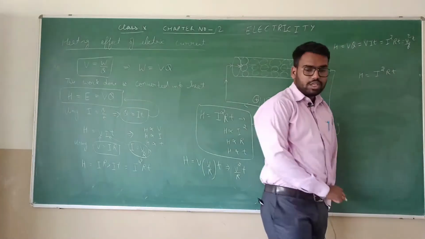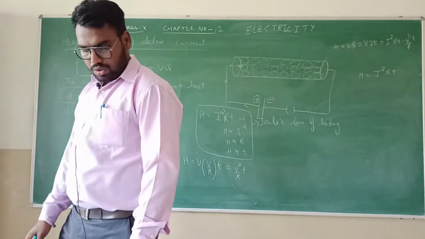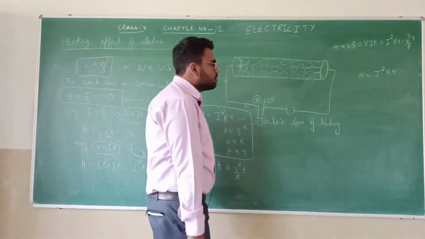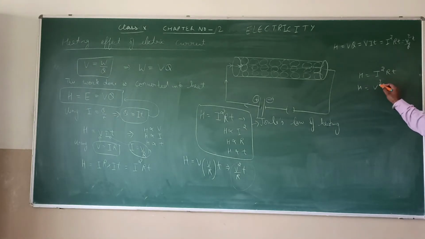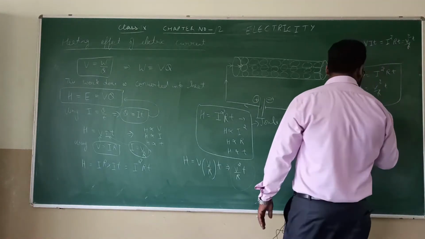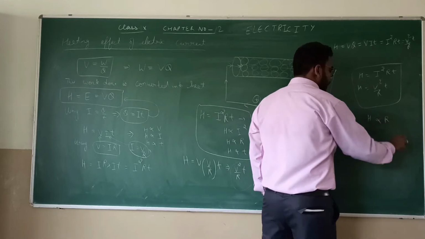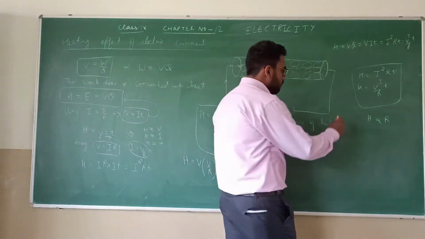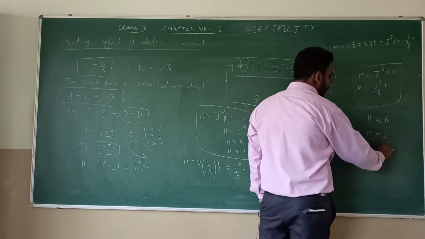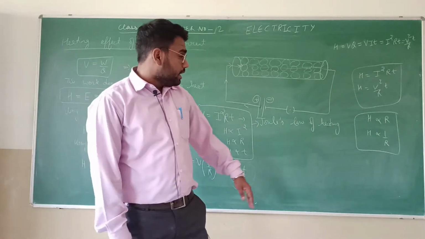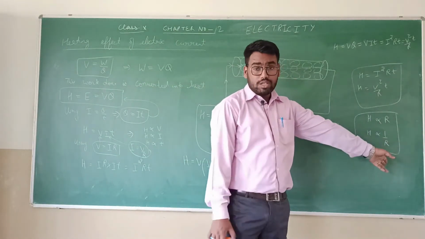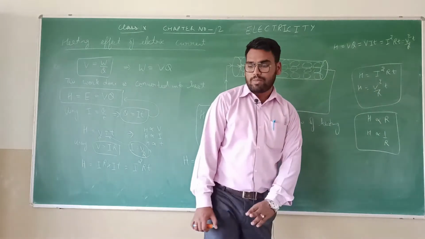This formula is used when current is constant, or we can say we use this formula in series. Similarly, V square by R T is the most common formula we use. If we compare these two formulas, the first formula says that heat is directly proportional to R. The second formula says that heat is inversely proportional to R. This is the most important question from the exam point of view: in the first case heat is directly proportional to R, in the second case heat is inversely proportional to R.